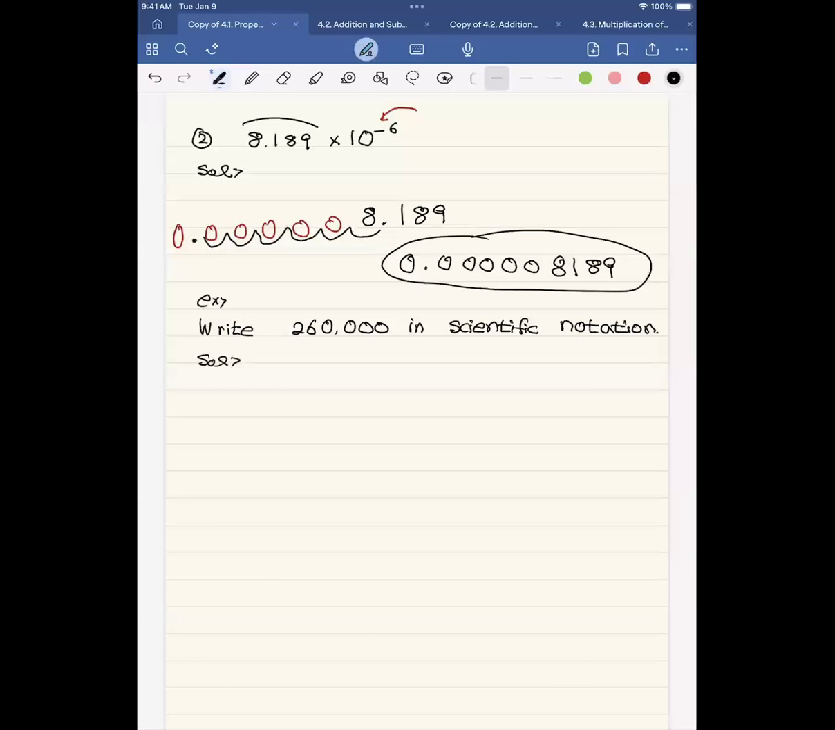The following example is about writing 260,000 in scientific notation. What you have to recall is that when we say scientific notation, we multiply two numbers: a, whose absolute value stays between 1 and 10, and 10 to the n power, where n is an integer.